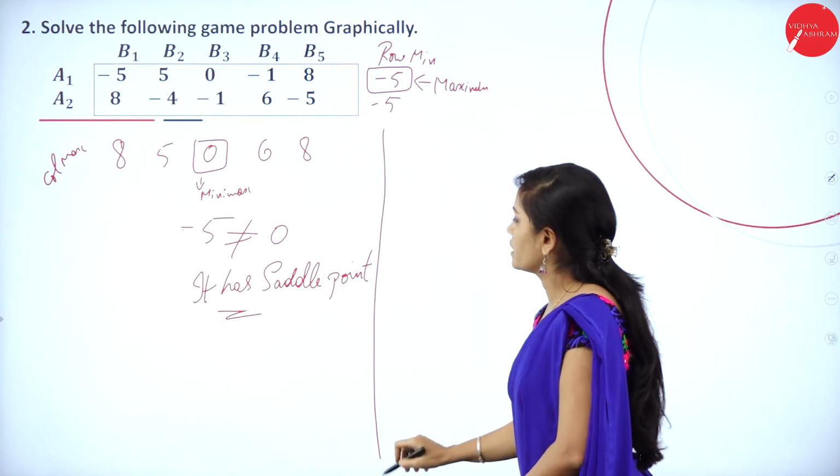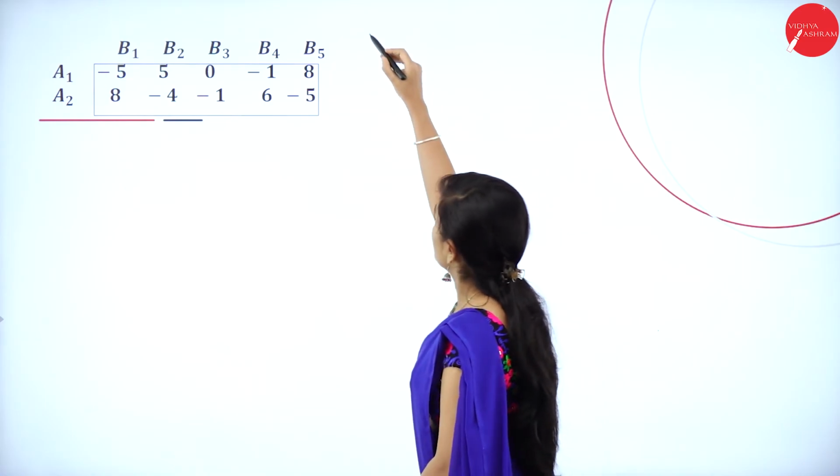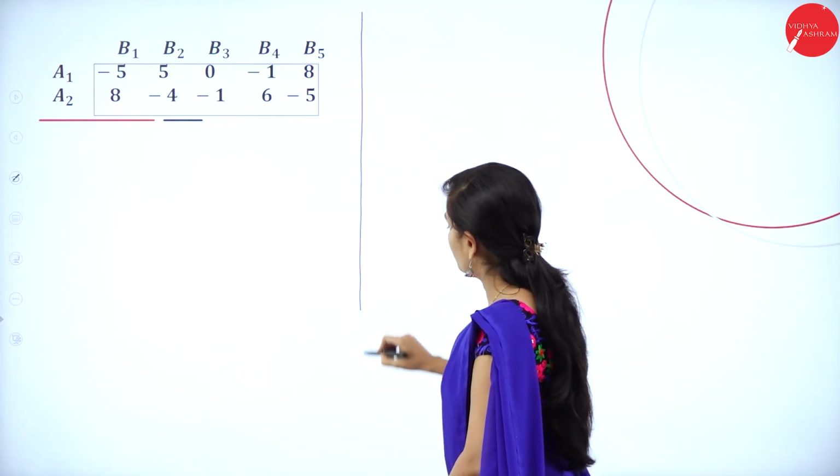So what is the next step? Here you can draw a graph. Now I will draw a graph. So the first step is to draw 2 vertical lines.